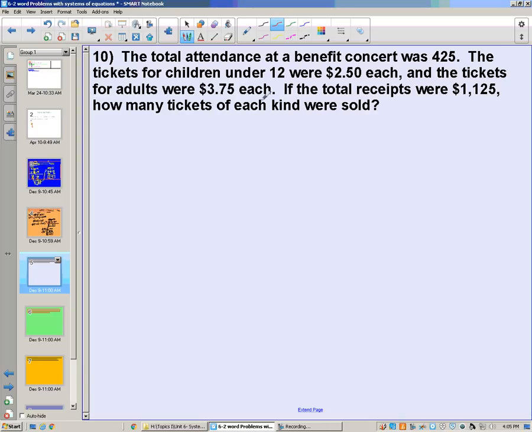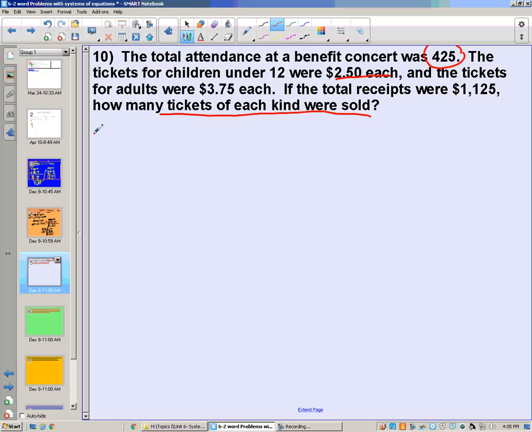Okay, so the question says, the total attendance at a benefit concert was 425. So that's the total number of people that attended. The tickets for children under 12 were $250 each, and the tickets for adults were $375 each. The total receipts were $1,125. How many tickets of each kind were sold? Now we're looking for the number of tickets, not the cost. How many adults and how many children?